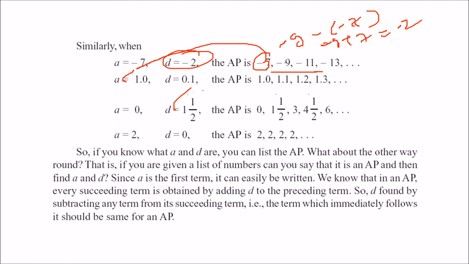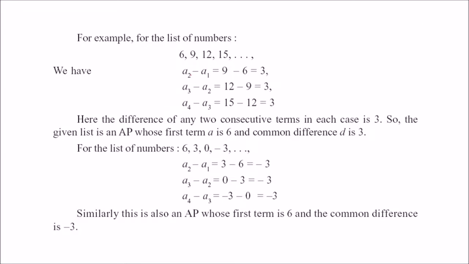I hope you understood this. D is the common difference of this term with this term, or this term with this term, because all these differences are common. Now this one, take A2 minus A1, take A3 minus A2, take A4 minus A3, all will give you 3. And in this case, 3 minus 6, 0 minus 3, all will give you minus 3. So the common difference can be positive, it can be negative, it can also be 0.